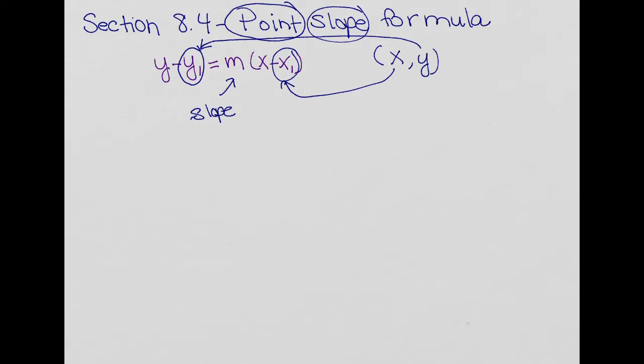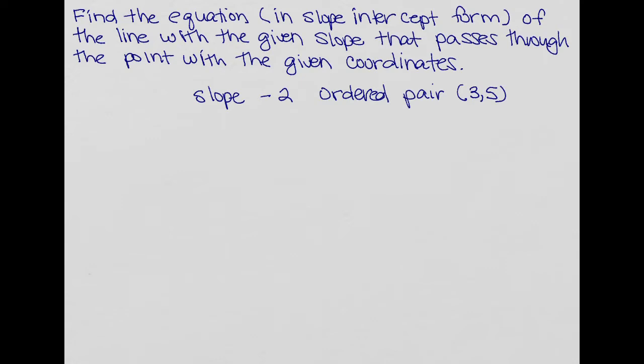And so we're going to look at a few of these. The directions on these are pretty similar, so I wrote the directions on this one, and the next few I'll just have the points listed there. Okay, so find the equation in slope-intercept form of the line with the given slope that passes through the point with the given coordinates. So the part in parentheses where it says in slope-intercept form, that's not the form that we're going to start with on most of these. We're going to use the point slope formula.